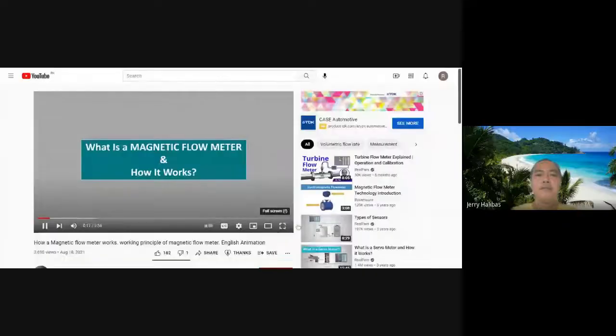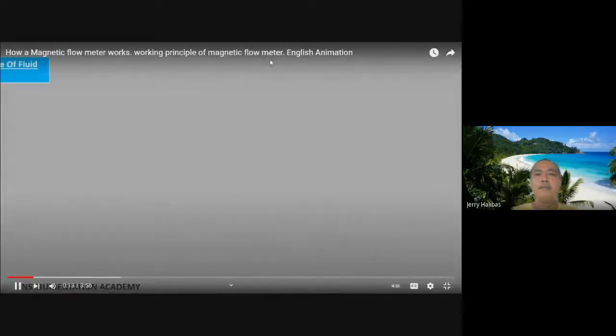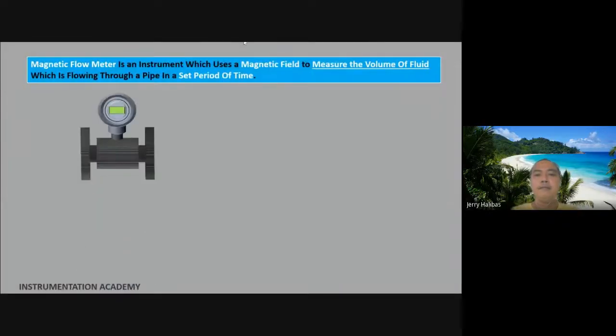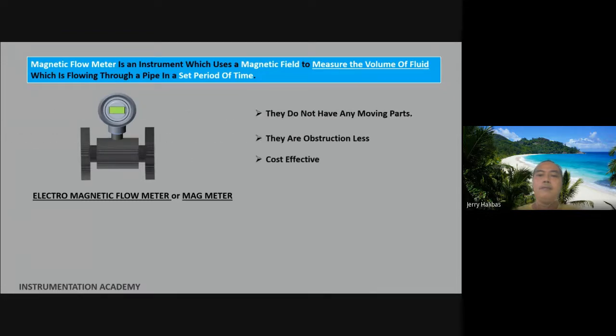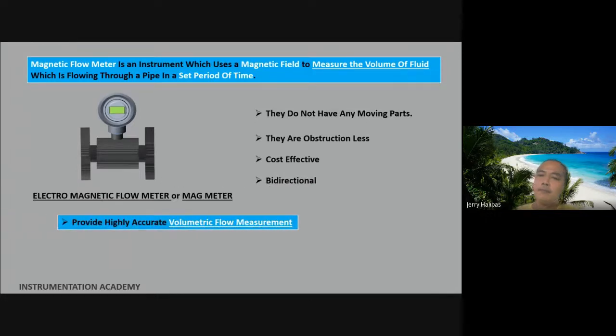And how it works. A magnetic flow meter is an instrument which uses a magnetic field to measure the volume of fluid which is flowing through a pipe in a set period of time. A magnetic flow meter is also known as an electromagnetic flow meter or magmeter. They do not have any moving parts. They are obstruction-less, cost-effective, bidirectional and provide highly accurate volumetric flow measurement.